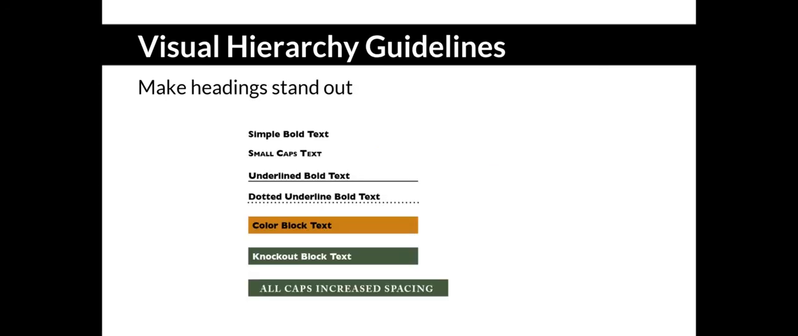Visual hierarchy guidelines require that you make your headings stand out. Here is a list of examples that you could use. You don't want to use all of these. You want to pick one and stick with it through the entire body of your poster. You could use a simple bold text, small caps, you could underline a bold text, do a dotted line, a color block, a knockout block, or an all caps increased spacing.